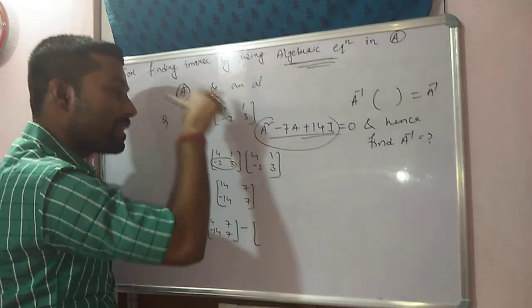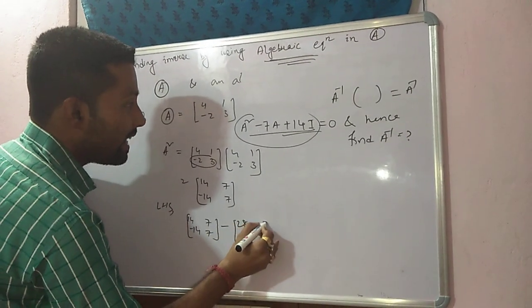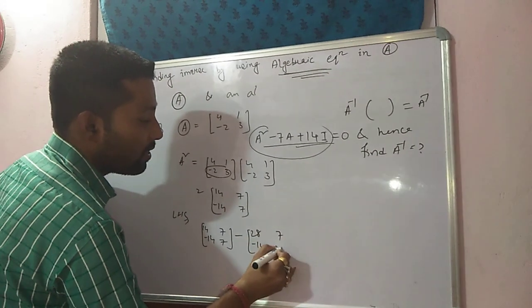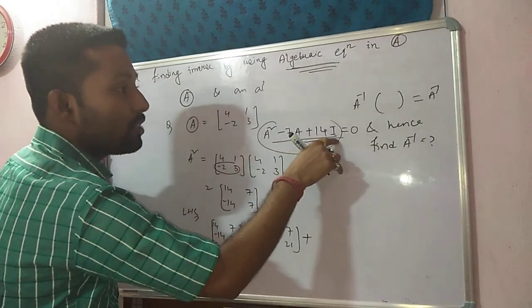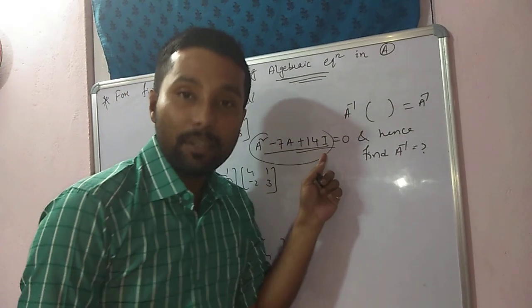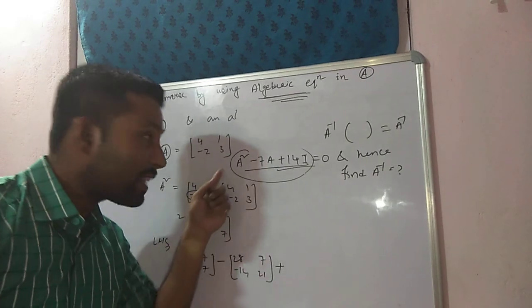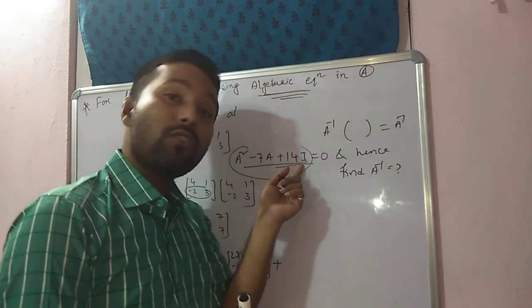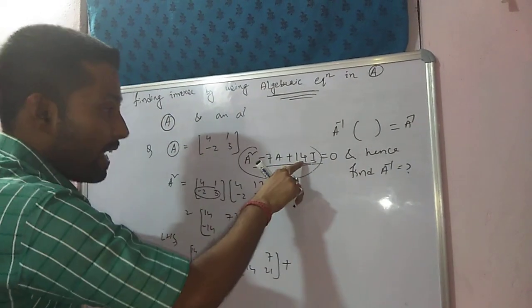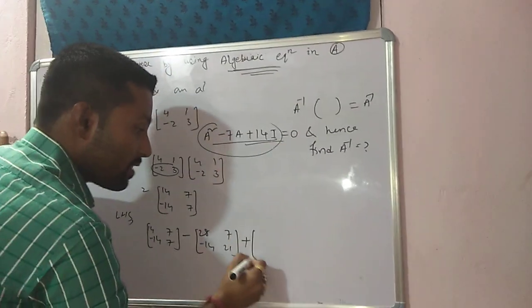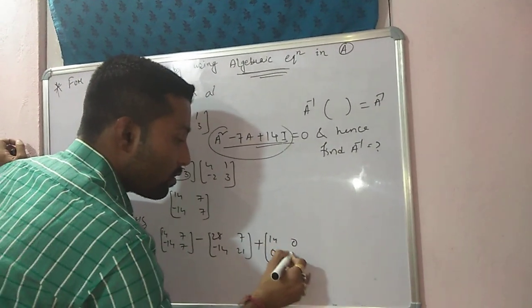So just multiply 7 with these elements, what will you get? 28 7 minus 14 21, plus 14 into I. What is this I? I is the identity matrix. What is its order? The order is 2, because the order of the given matrix is 2 into 2, so that means the value of I is 1 0 0 1. Here also 14 is a scalar quantity, so 14 0 0 14.